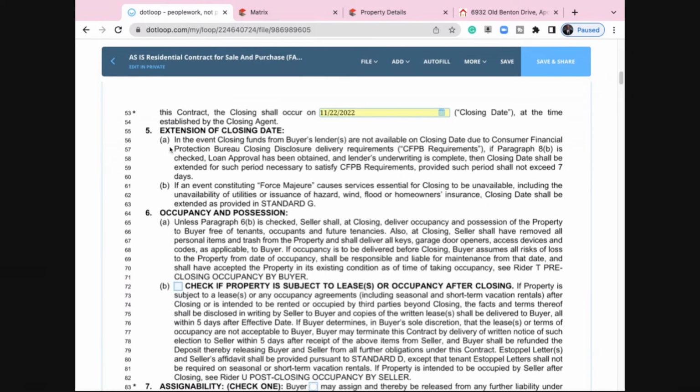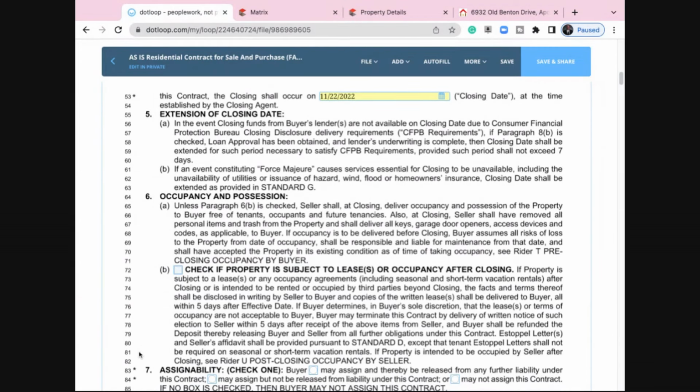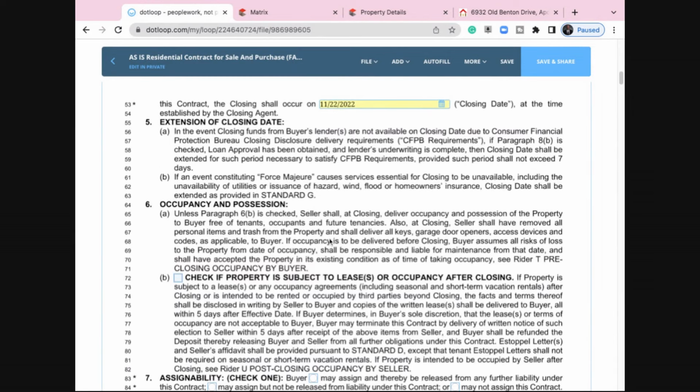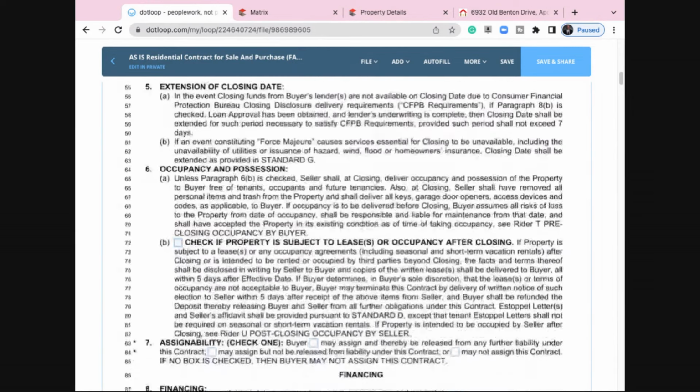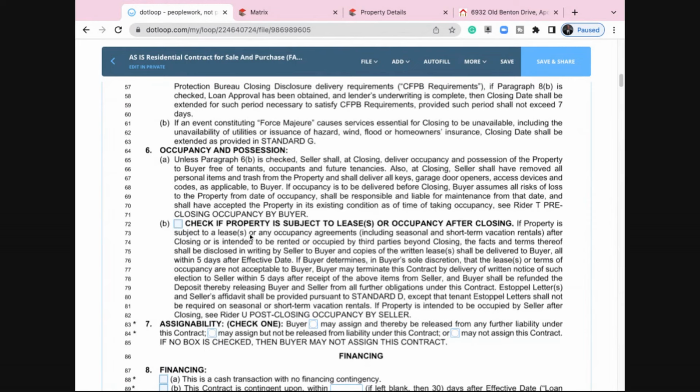All right. So most of these things now, if you look, notice you don't have any asterisks down here. You definitely want to become familiar with this contract. Read the contract. But this is pretty much boilerplate. So if you go here, it says, and this is important, check if the property is subject to a lease or occupancy after closing.